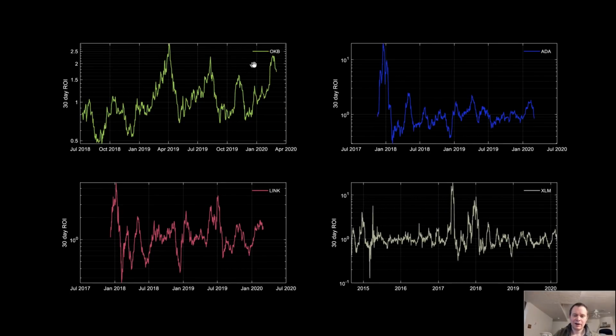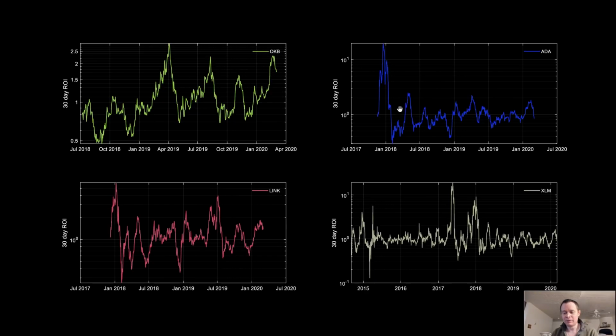So let's keep moving. We have OKB. You can see it also behaves with these local tops. It doesn't seem to ever get above 2.5. It can get to say between 2 and 2.5 on the 30-day ROI, but it hasn't been able to get any higher than that since it's been around. We have Cardano, which a lot of people remember that move back in 2017. It saw a 20x or so in 30 days, and since then it's more or less been humdrum, which kind of is similar to XRP in a sense, if you remember that one.